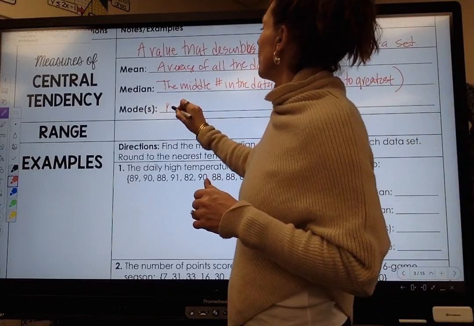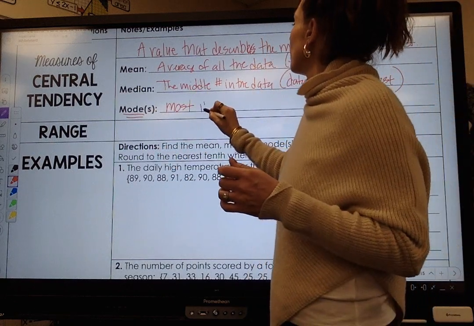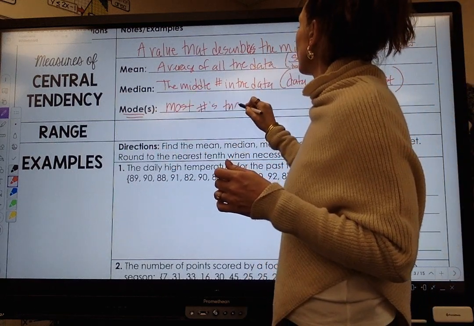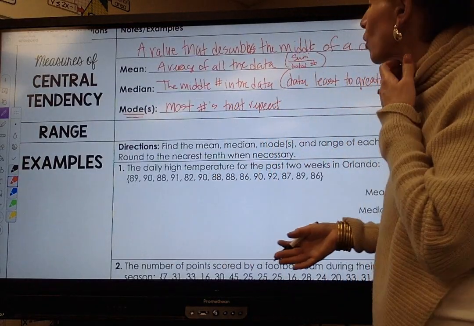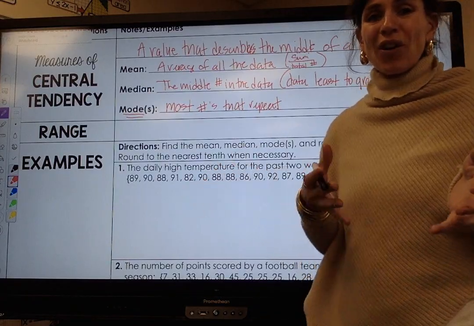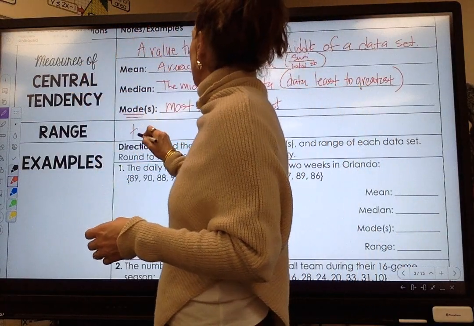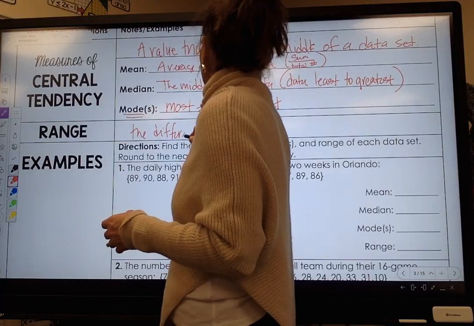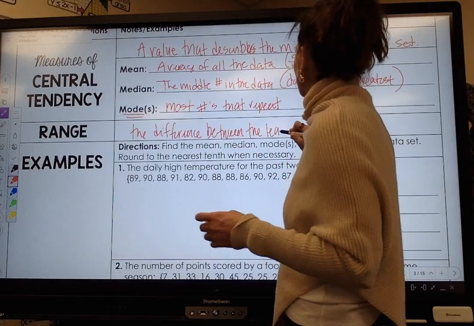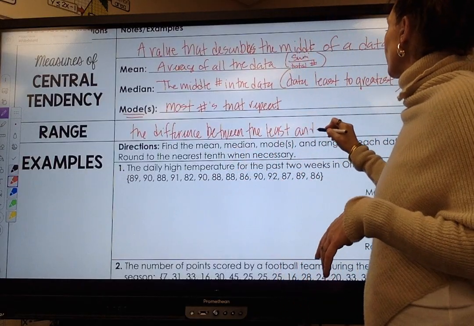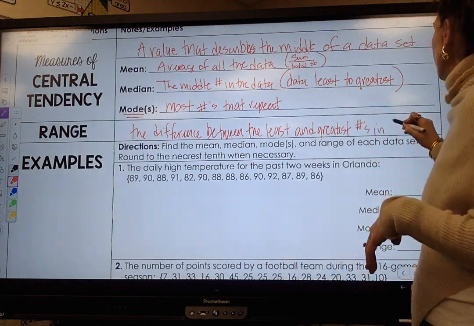And mode is most. So 4 letters in mode, 4 letters in most. It's the number that repeats most often. So the most occurring value. And the range is the difference between the top number and the bottom number. So it's the difference between the least and greatest numbers in the data.